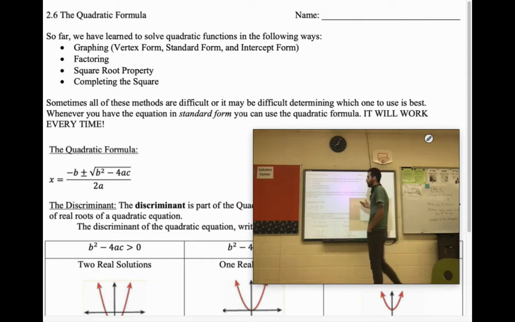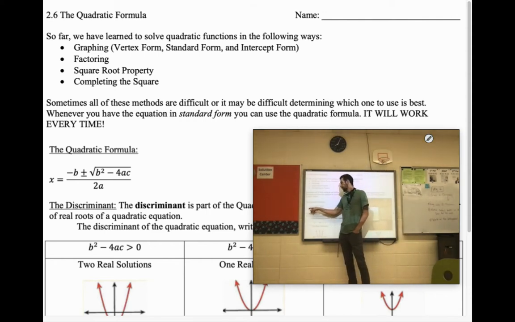But the quadratic formula, here's the formula for it. The x is the opposite of b, negative b, plus or minus the square root of b squared minus 4ac, all over 2a. It seems complicated. It's the same procedure each time, so you'll have that memorized in no time. But I do want you to notice the 4 and the 2 are always in the formula.